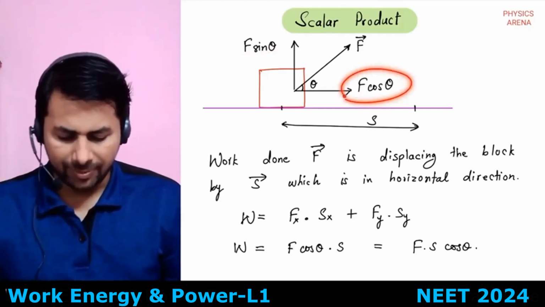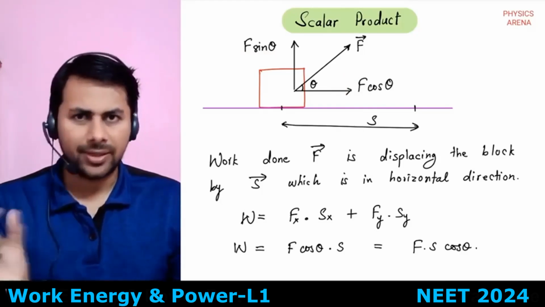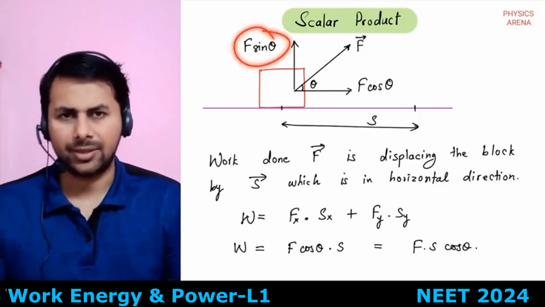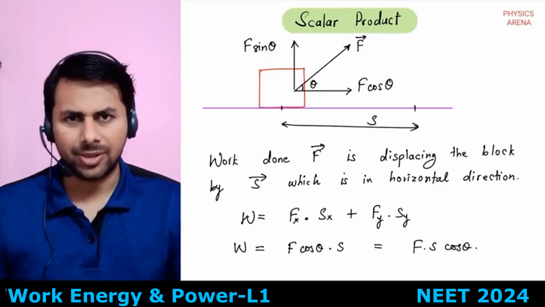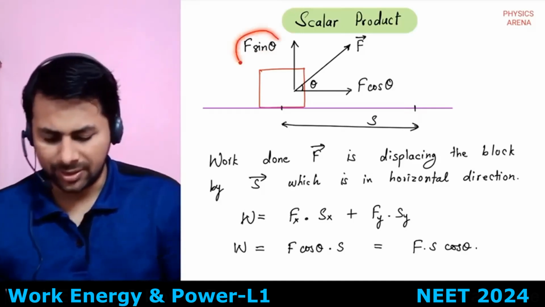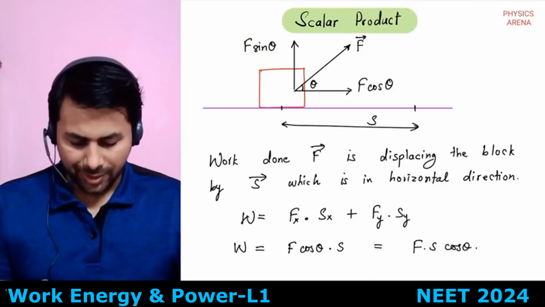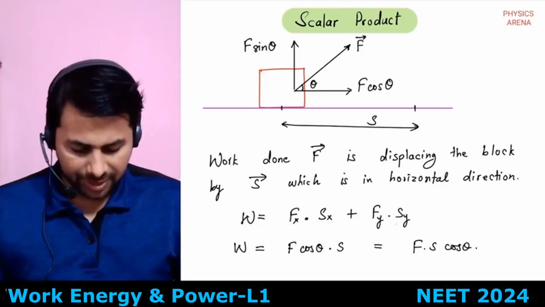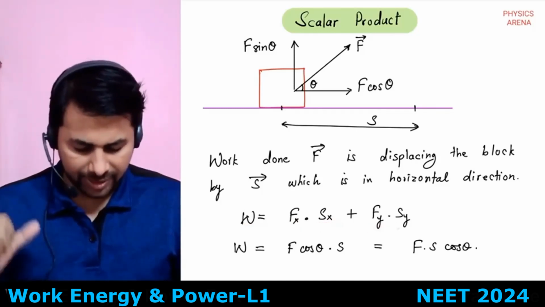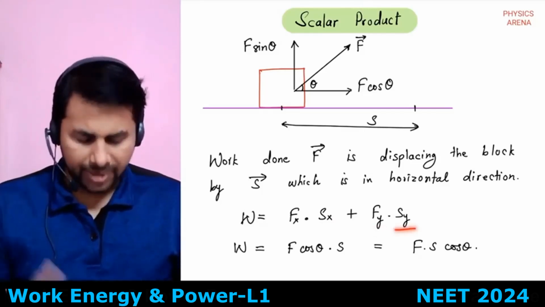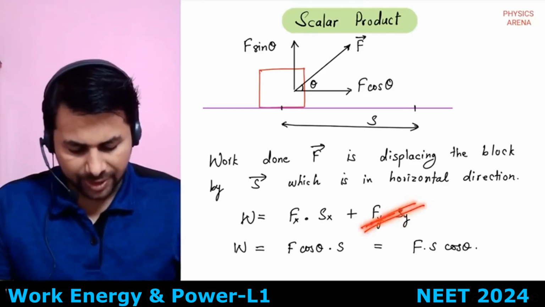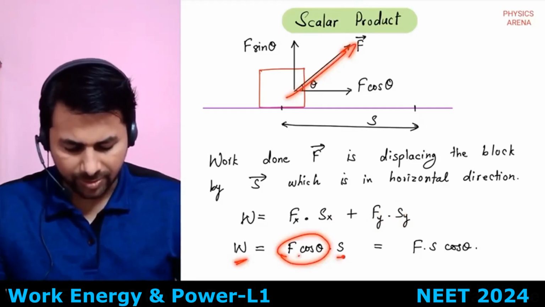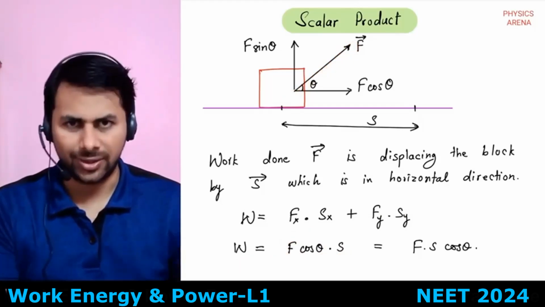Work done by F cos theta would be that component F cos theta multiplied by the displacement in this direction. And work done by F sin theta would be the magnitude of this component, F sin theta, multiplied by displacement in this direction. So the total work done is the x component multiplied by displacement in x direction plus the y component multiplied by displacement in y direction. But the displacement in y direction is 0, so the work done by this force is F cos theta multiplied by displacement in x direction only.